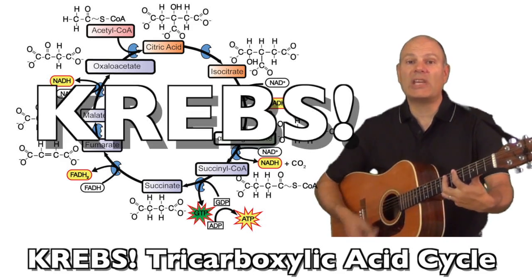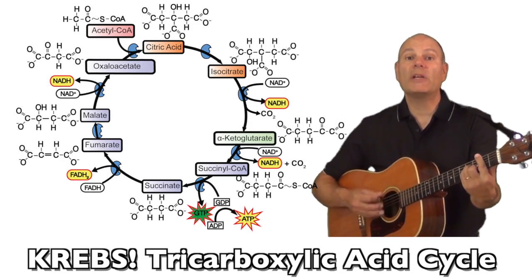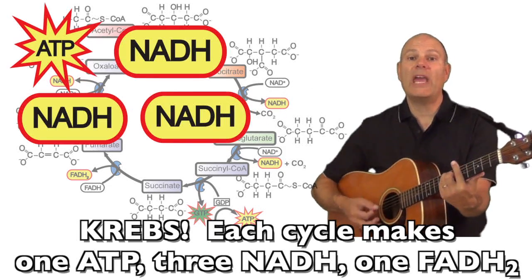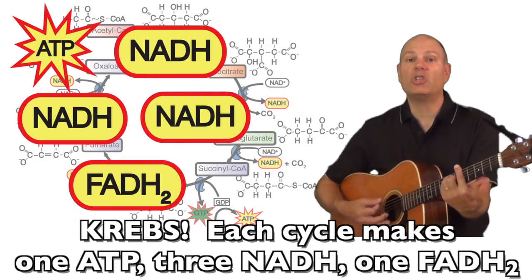It's a citric acid cycle, Krebs. Tricarboxylic acid cycle, Krebs. Each cycle makes 1 ATP, 3 NADH, 1 FADH2.